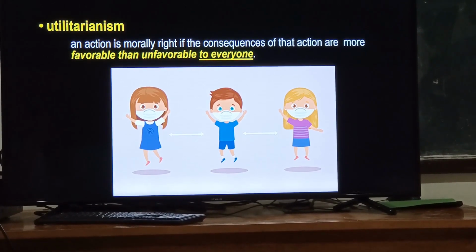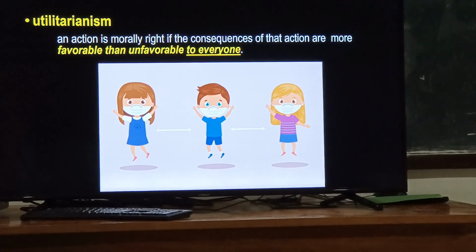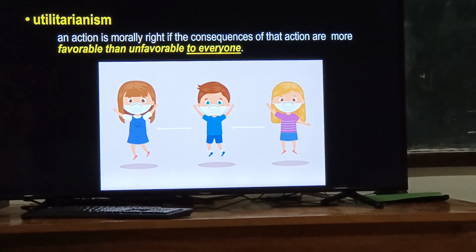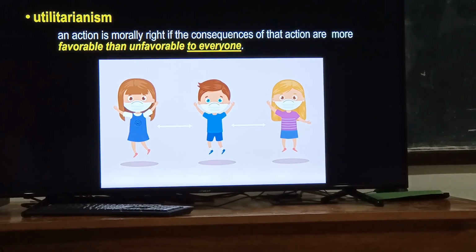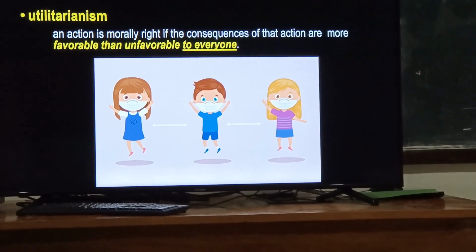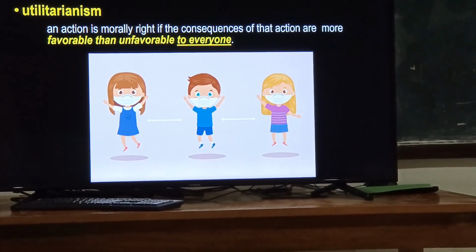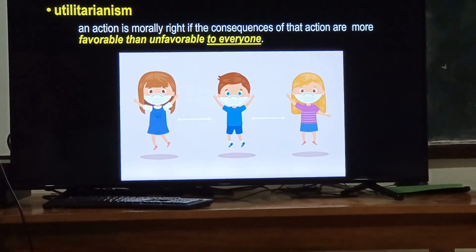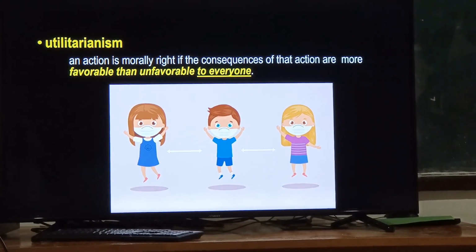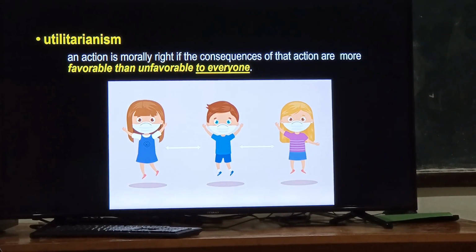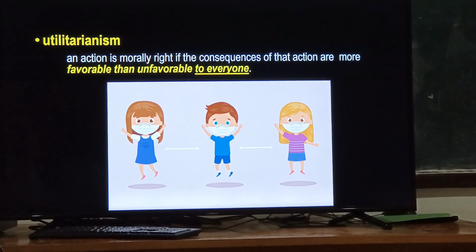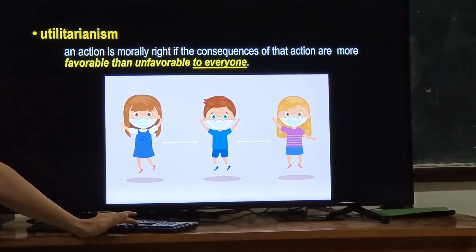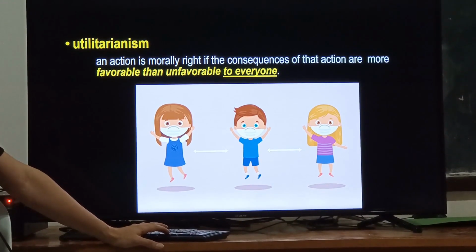For example, wearing face masks and observing social distancing at the height of the spread of COVID-19 is practically favorable to everyone, because by doing so, you are preventing yourself from contracting the virus. At the same time, you are avoiding others from getting the virus if you are positive of the disease. So this is a win-win situation in which everyone is benefited.